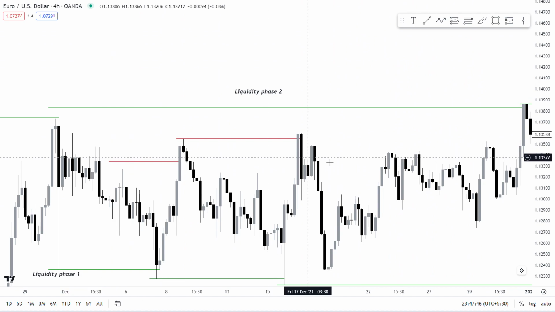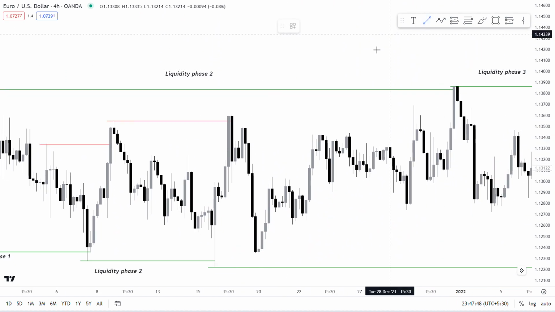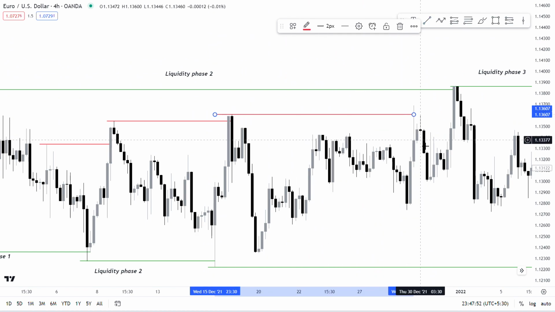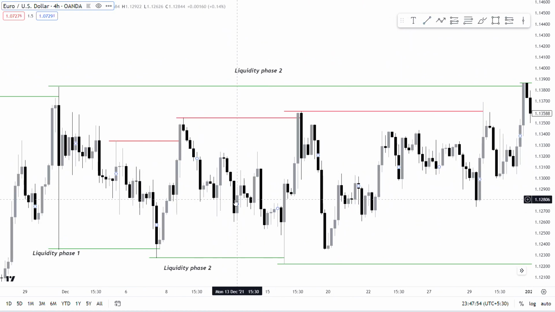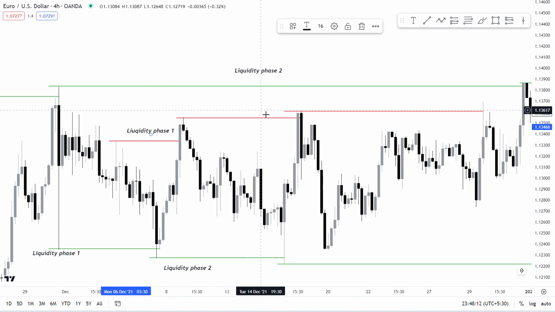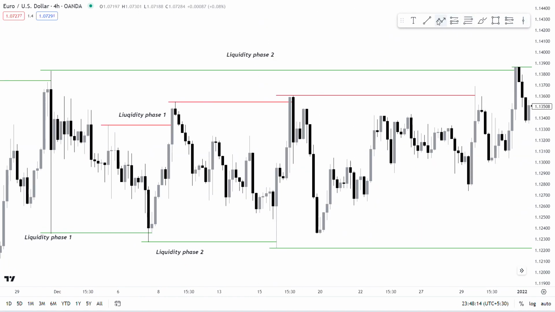So this is liquidity phase 1, liquidity phase 2, and liquidity phase 3. This is how the market moves from the liquidity phases. It's exactly the same thing. Liquidity phase 1, liquidity phase 2. The market always obeys this law. Liquidity phase 1, 2, 3. Again, the liquidity phase started here.